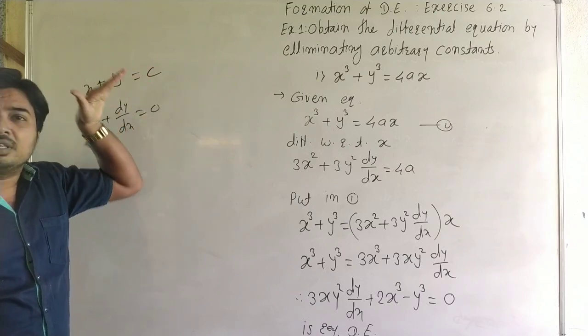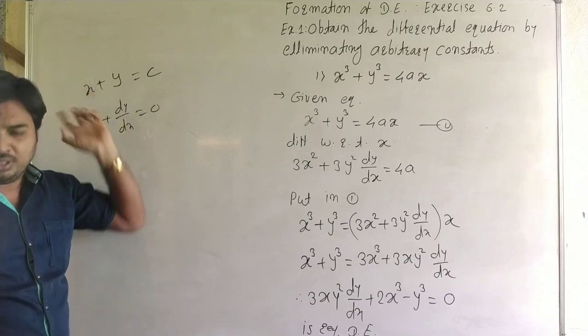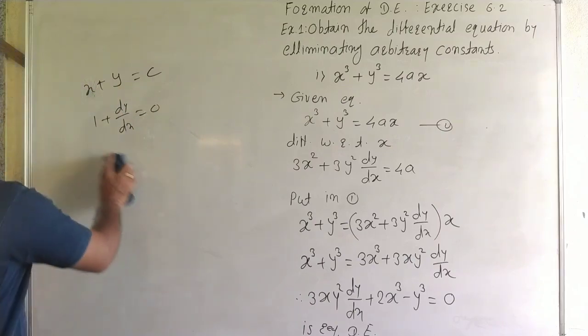पण आर्बिट्री कॉन्स्टंट जर इलिमिनेट नाही झाला तर आर्बिट्री कॉन्स्टंटची किंमत पुन्हा ओरिजिनल इक्वेशन मध्ये ठेवून द्यायची. हे लक्षात राहू द्या. नाउ वी सी द सेकंड एक्झाम्पल.